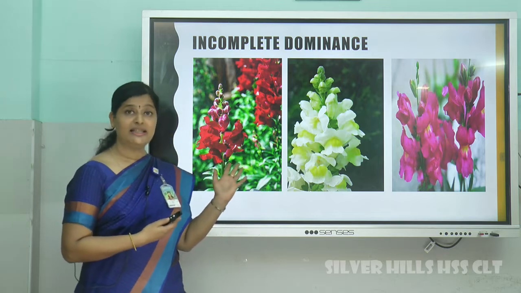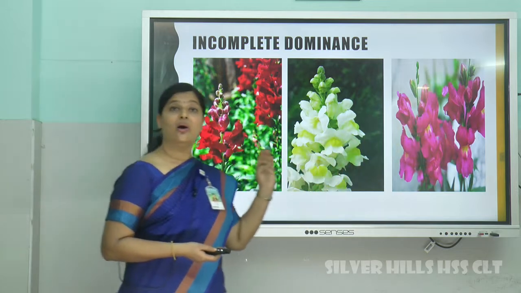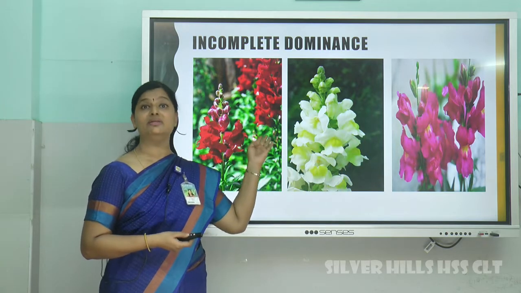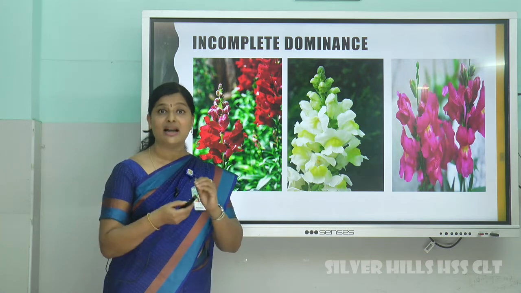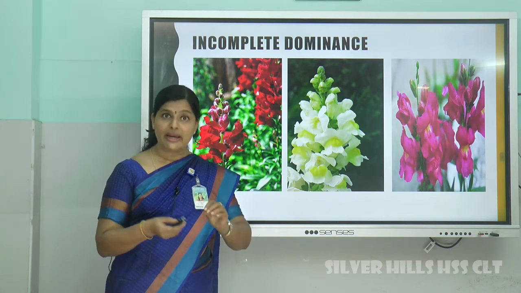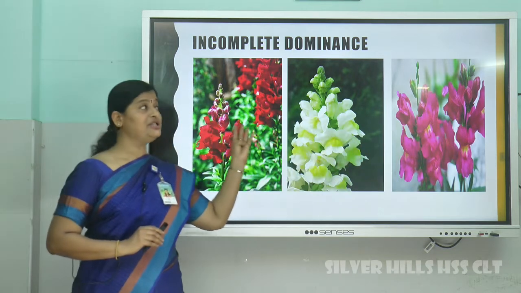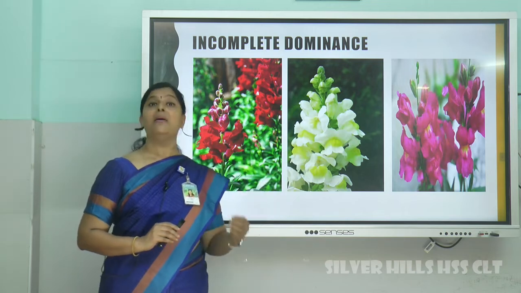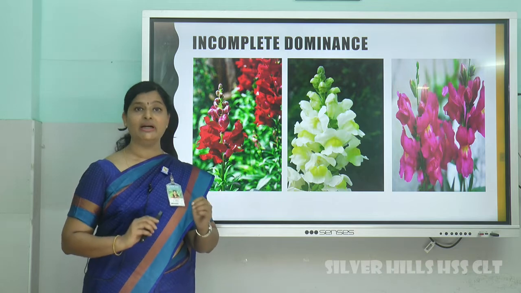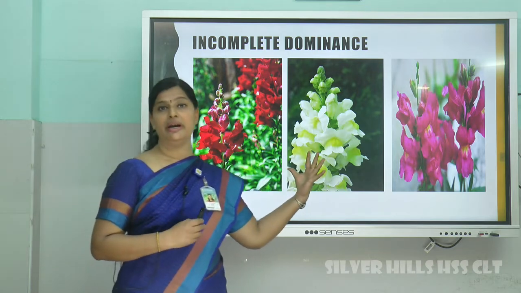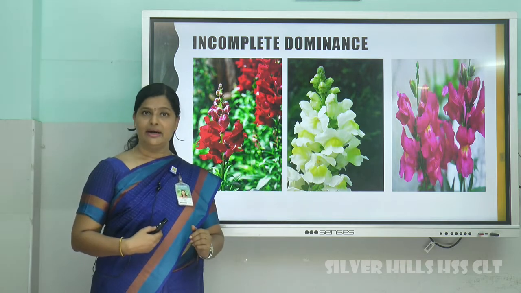Can you imagine that nature has made this pink color by a combination or by mixing the red and white color? Just like we mix colors, isn't it? If you mix red and white, we get what? Pink color. Same way, nature has made this pink color by mixing the red and the white. So today we are going to learn about this phenomenon. It's called incomplete dominance, right?